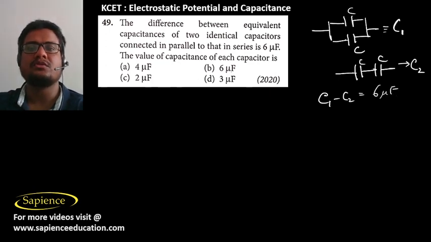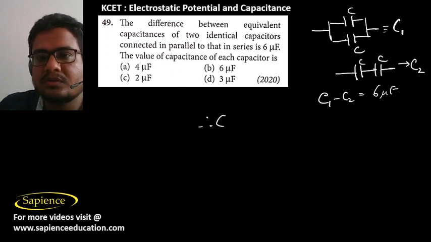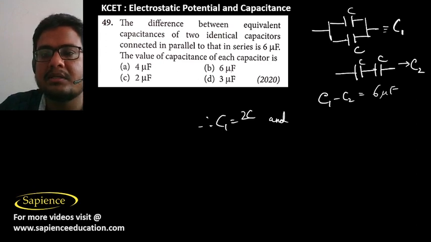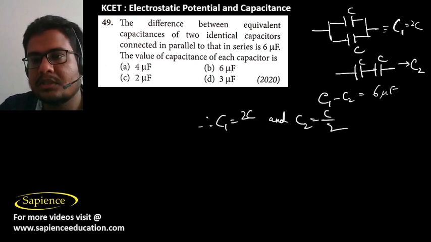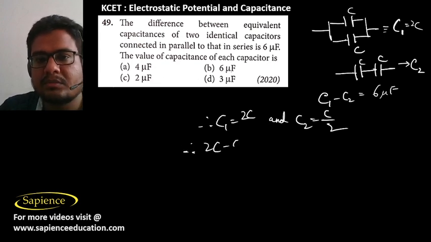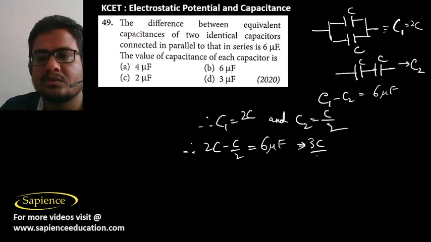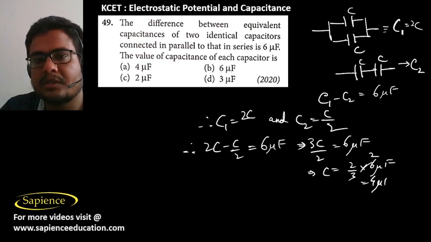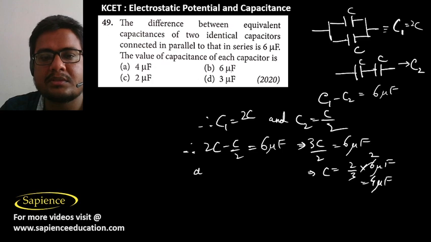Then the value of capacitance of each capacitor is, okay, so now C1 will be obviously 2C, since they are connected in parallel, therefore we have to add. C1 will be equal to 2C, and C2 will be equal to C by 2, since they are connected in series. So therefore 2C minus C by 2 is 6 microfarad. So 3C by 2 is equal to 6 microfarad. So C will be equal to 2 by 3 into 6 microfarads, that is 4 microfarad. So each capacitor has capacitance 4 microfarad. So option A is the correct answer.